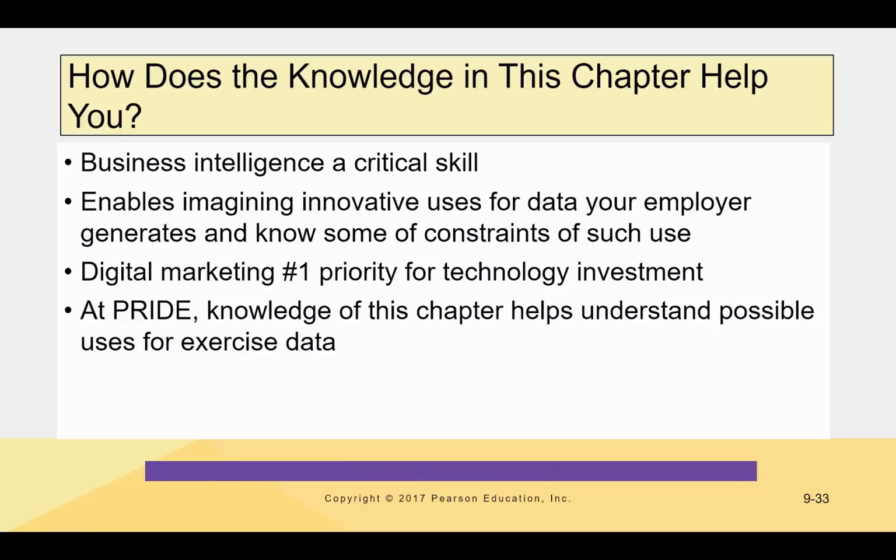So how does the knowledge in this chapter help you? Well, I hope you understand by now that business intelligence is a critical skill that everyone needs. It's no longer acceptable to have only data scientists or people that control that. You need to know something about what you are doing. Digital marketing is the number one priority for technology investment. Agree with that.